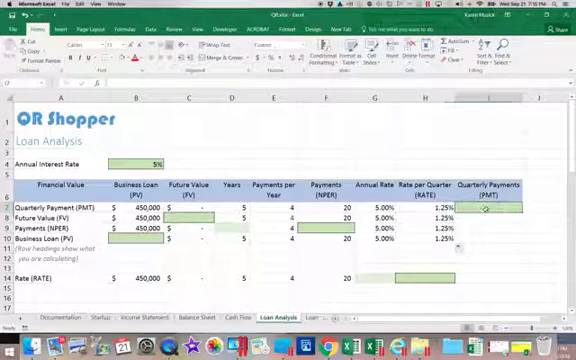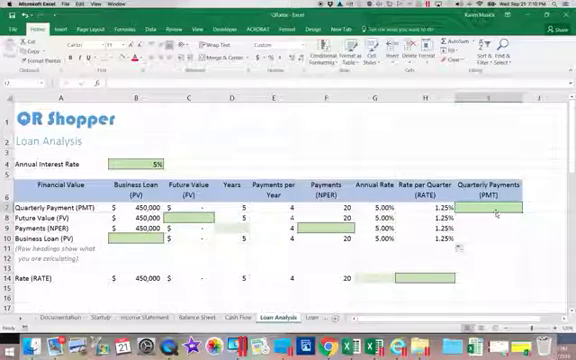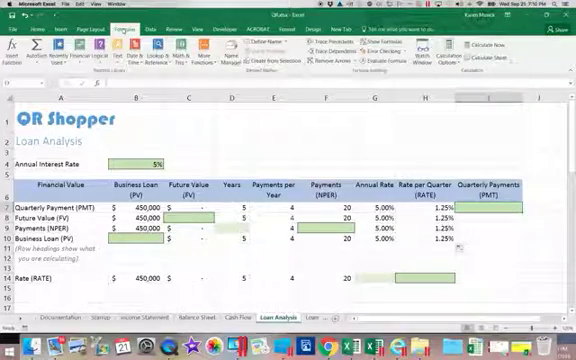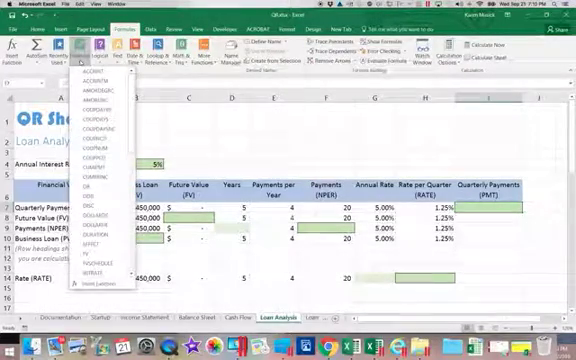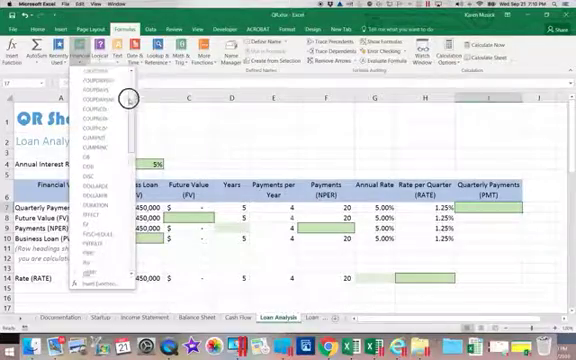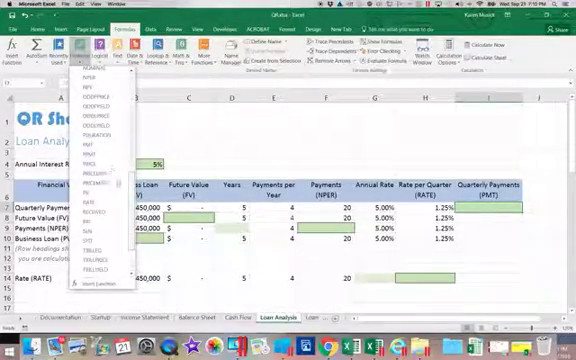So let's go ahead and calculate in this first row what the quarterly payment amount would be. So to do this, I'm going to go to the Formulas tab and go to Financial. I'm going to scroll down and locate PMT.